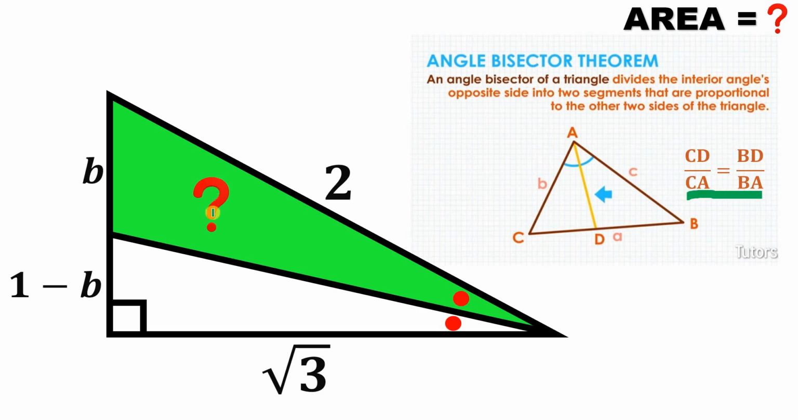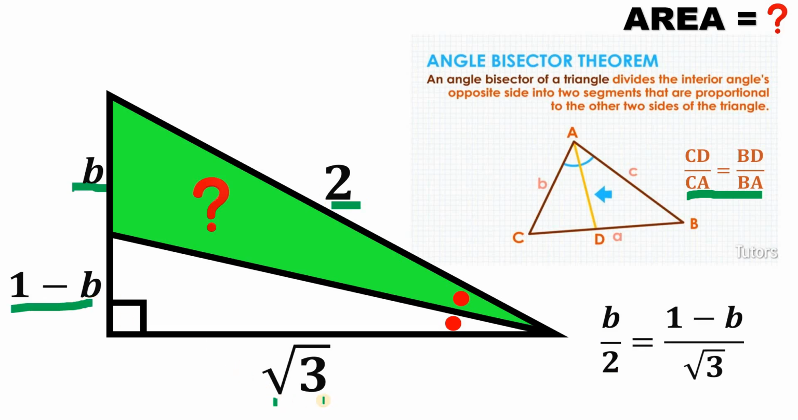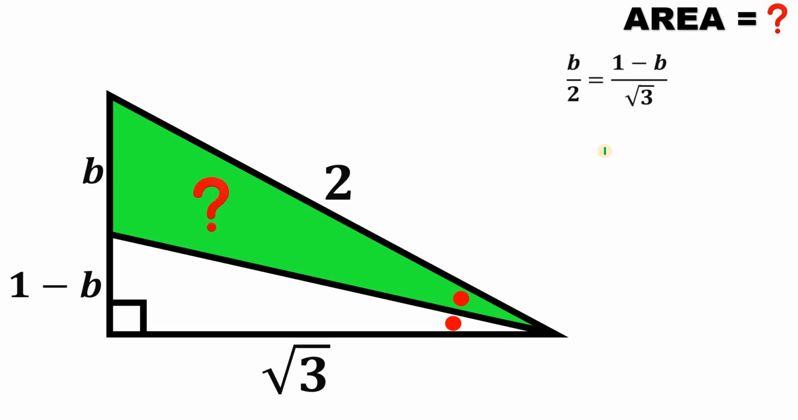Now using this concept on our given right triangle, by the way, this angle bisector theorem can be used on any kind of triangle, even though this is a right triangle, acute triangle, obtuse triangle, and so on and so forth. Alright, so using this concept, we can say that b over 2 equals 1 minus b over square root of 3. Now, let's focus on this relationship and solve for the value of b.